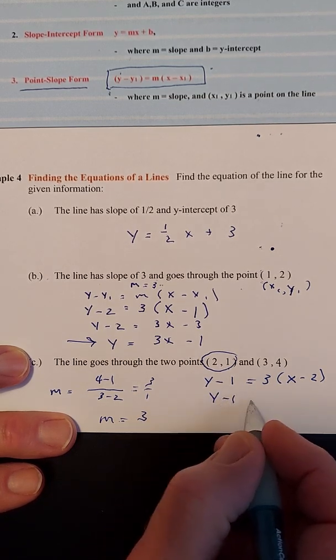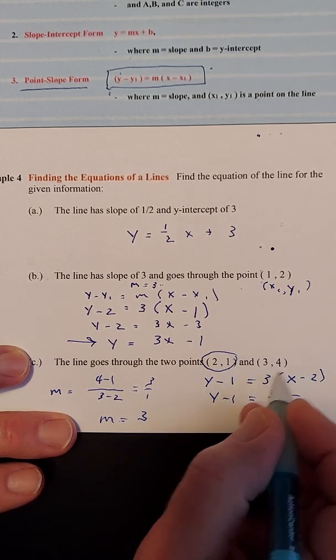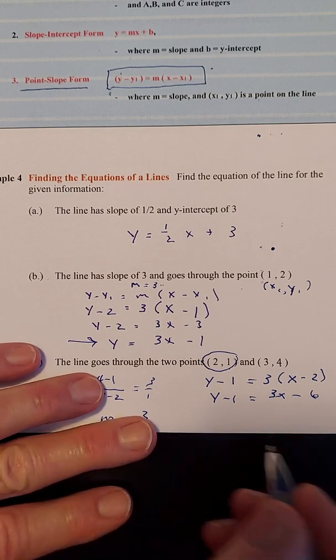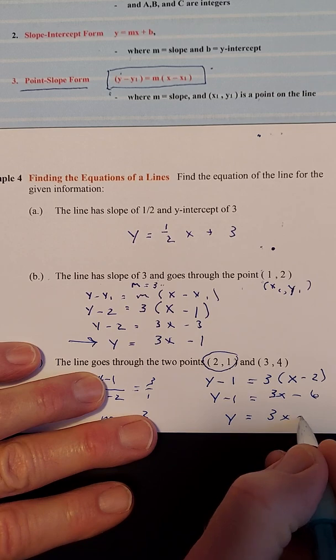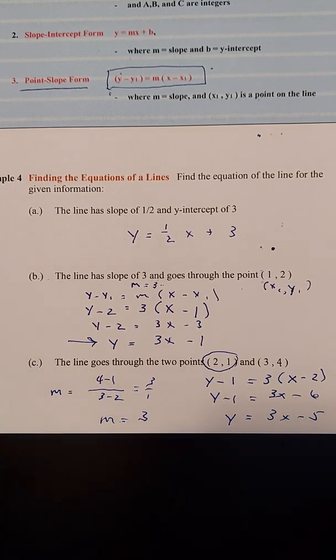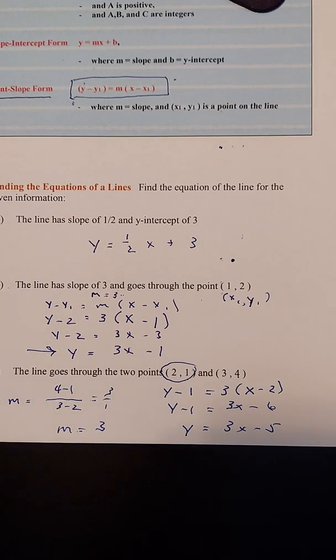Okay, y minus 1 equals, now I'm going to distribute, so it becomes 3x minus, and 3 times 2 is 6. Y equals 3x, and when I add the 1 over here, now it's going to be 3x minus 5. So y is equal to 3x minus 5. And that's how you find equations when you're given certain things. So the big thing in this section is knowing slope and how to use it, being able to graph lines, and then if I give you certain characteristics, you should be able to come up with the equations.